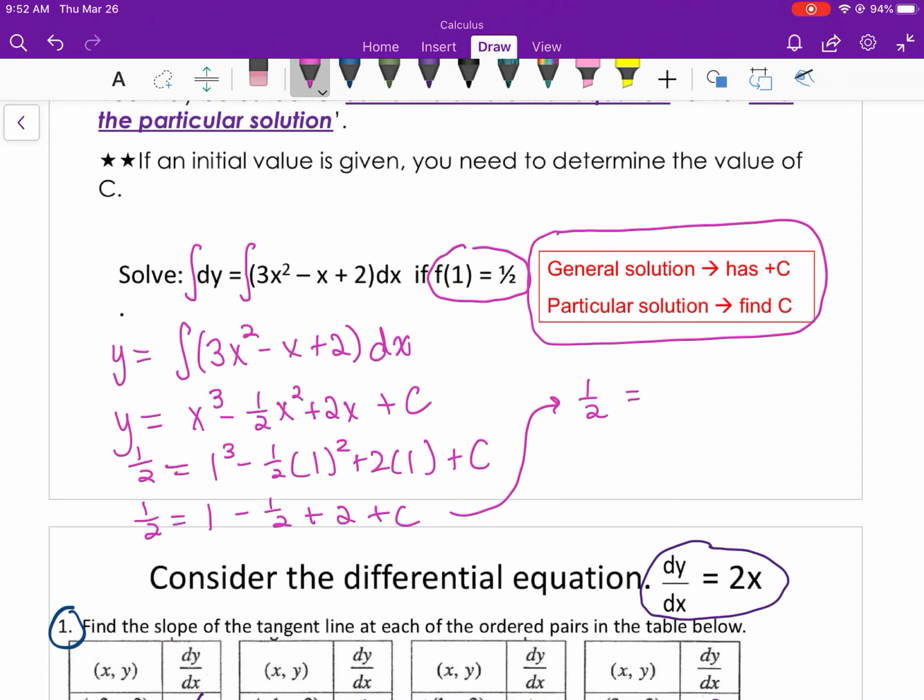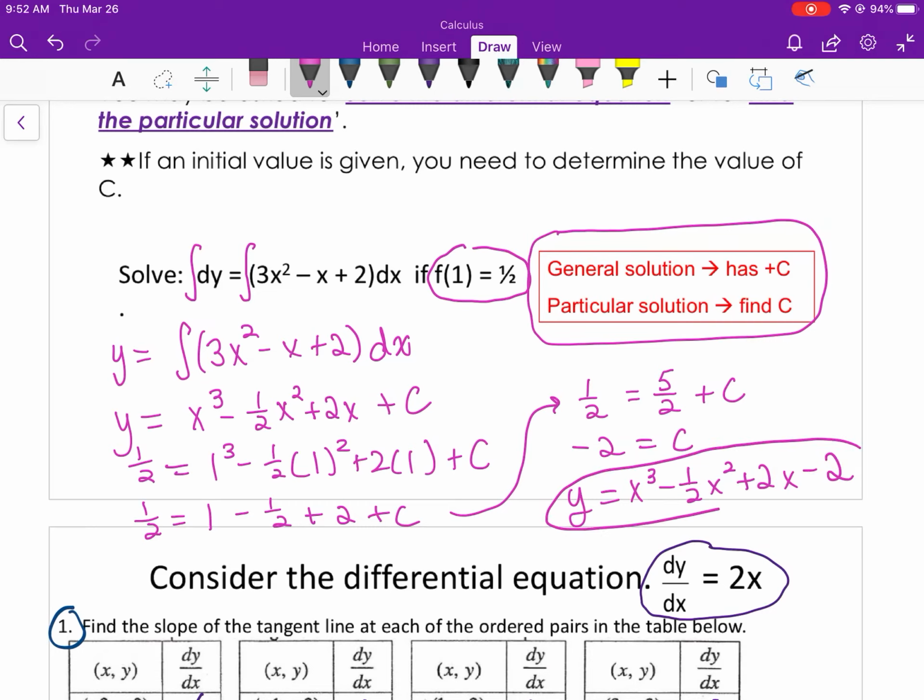Let's see, that's 2.5, so 5/2 plus c. Subtract that over, I'll have -2. So y equals x to the third minus 1/2 x squared plus 2x minus 2. And there's your particular solution. All right, that doesn't seem so bad.